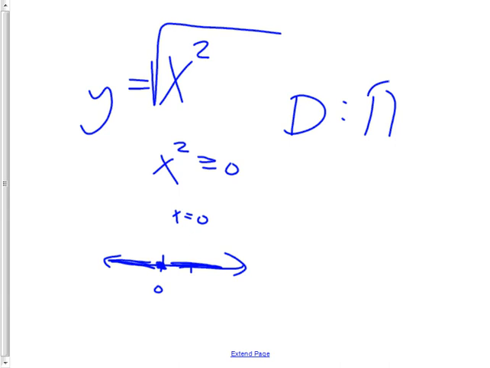Another way to say it instead of this is this. Negative infinity to positive infinity. I have an extra loop on my infinity there. Okay? All right, so sometimes your domain, you won't have any restrictions. That's more unusual. Usually there are restrictions.